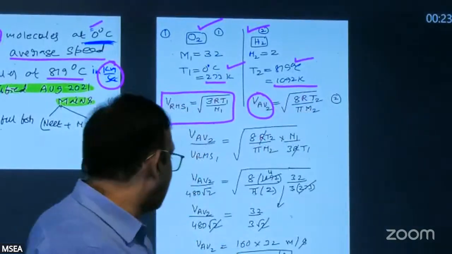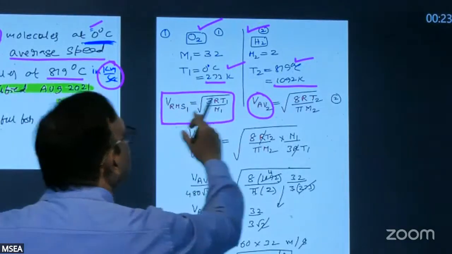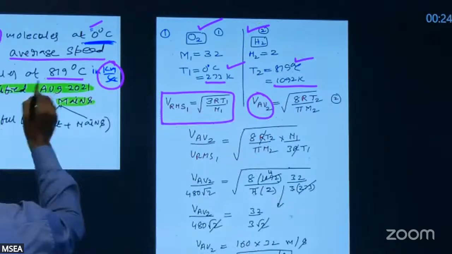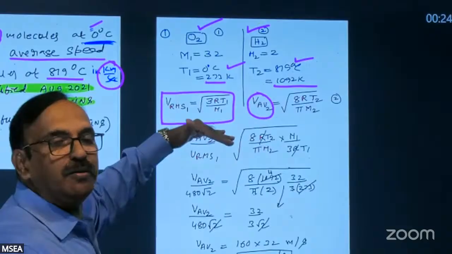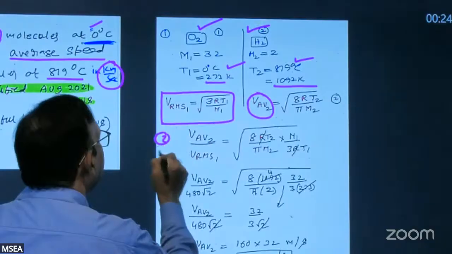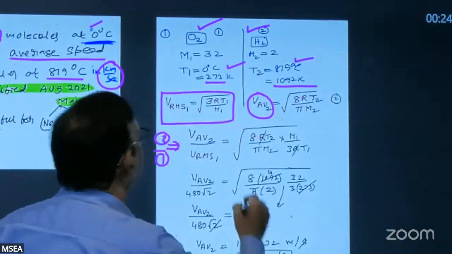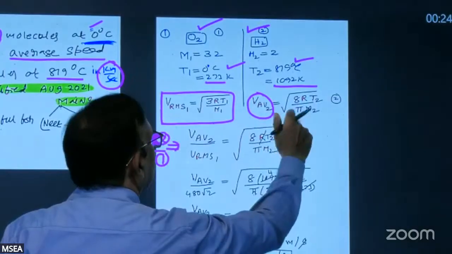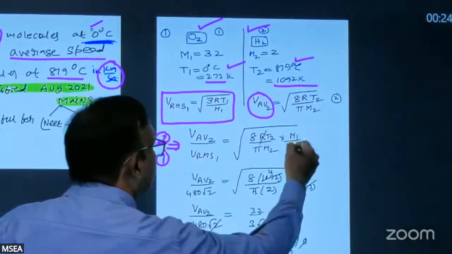Now comes the arithmetic part. RMS speed is given, we want average speed. Just divide one with the other. Since we want the average speed, better divide second by first. Whatever you want, better keep it in the numerator, please. So second by first will give you V average 2 by V RMS 1, which is root 8RT2 by pi M2, divided by root 3RT1 by M1. Divide one with the other. Okay, the R term gets cancelled.